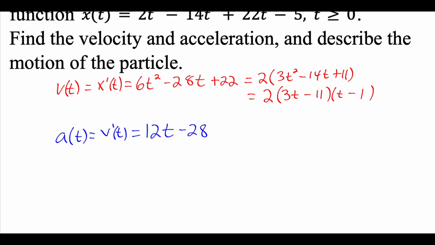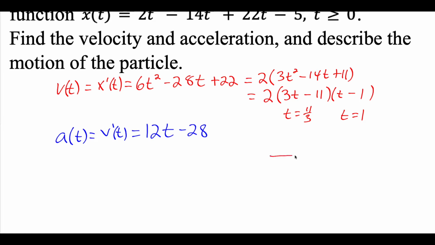Now as far as describing the motion, we're going to make some sign charts in here. When our original x of t is increasing, that's going to mean that our particle is moving to the right. And when our x of t is decreasing, that's going to mean that our particle is moving to the left. Well, to figure out when your function is increasing or decreasing, we want to make a sign chart using the derivative. So I want to find the zeros of the derivative, which is why we got it in its factored form. So we're going to have a 0 at t equals 11 thirds and at t equals 1.